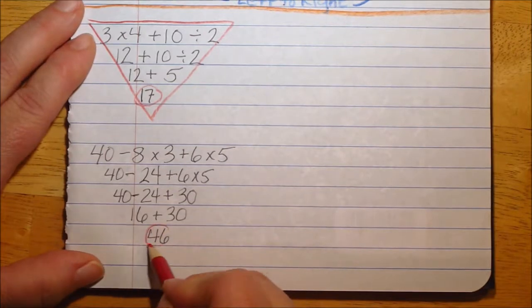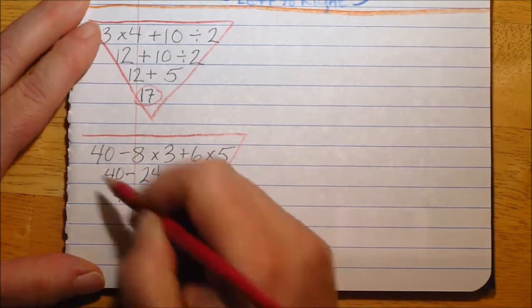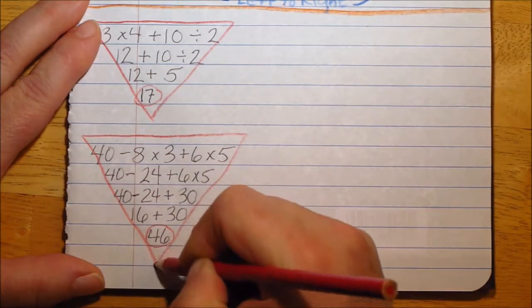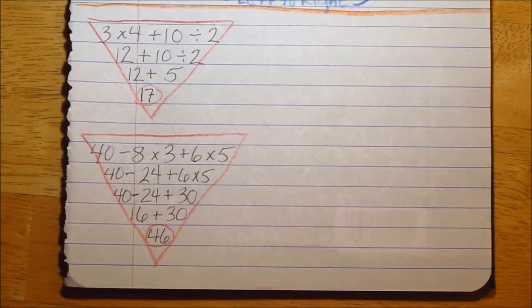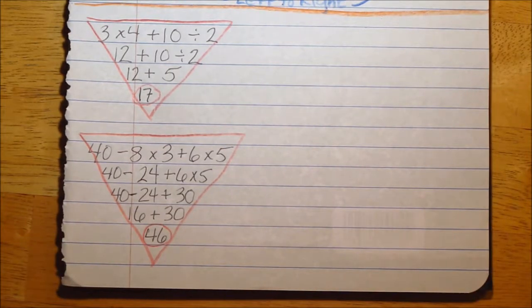So I will circle that in red, and make my PEMDAS triangle. And it works out perfectly. All right, beginning to see how this works? I hope so. Okay, here we go.